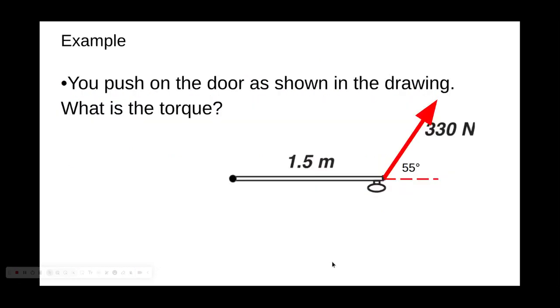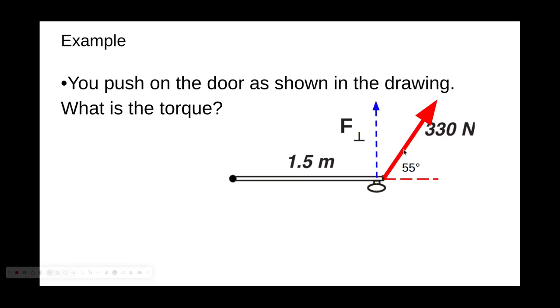So here's a scenario. Suppose you're trying to open this door. So here's the hinges, here's the handle. But instead of pushing perpendicular, we're pushing at a 55-degree angle with respect to the door. What's the torque? Well, we only need that perpendicular component. Now, the actual application of the force is here. So the actual force vector is here.